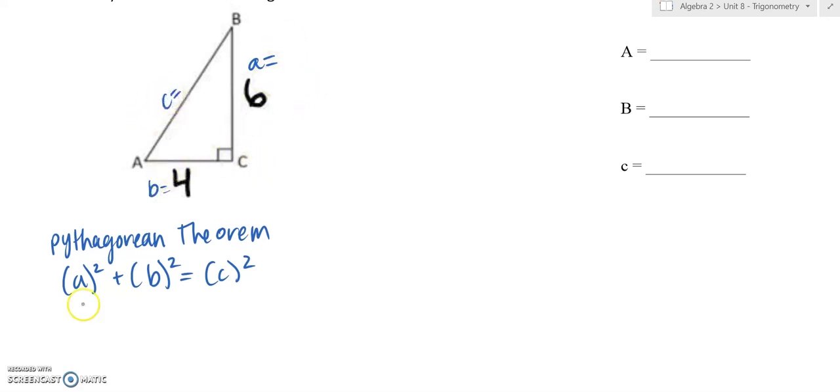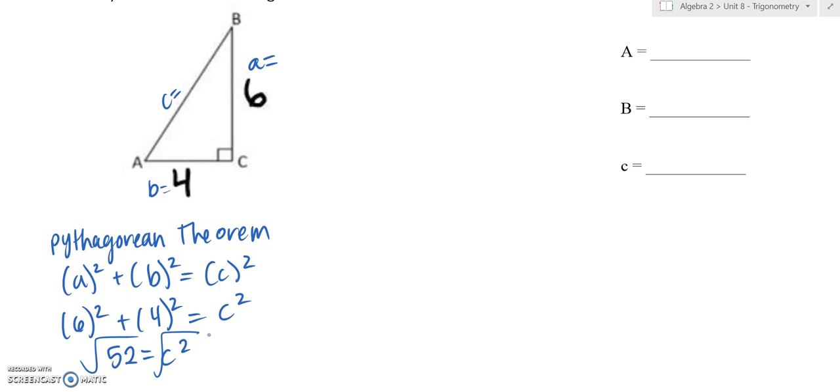So I know a, I know b, and I could plug those in. I have 6 squared plus 4 squared is equal to c squared. I have no idea what c squared is, so I'm going to leave it as c because that's what I'm trying to figure out. I end up with 52 is equal to c squared. Then I have to square root this.